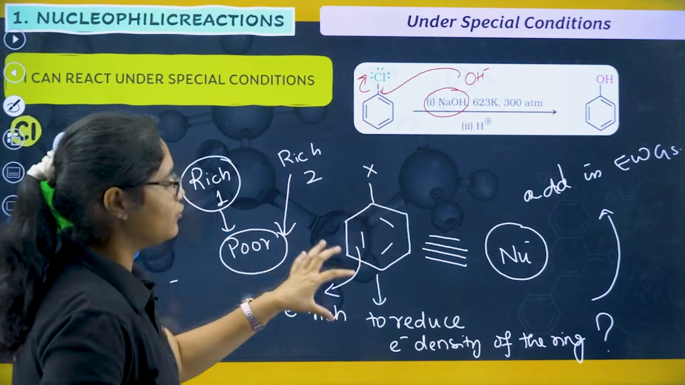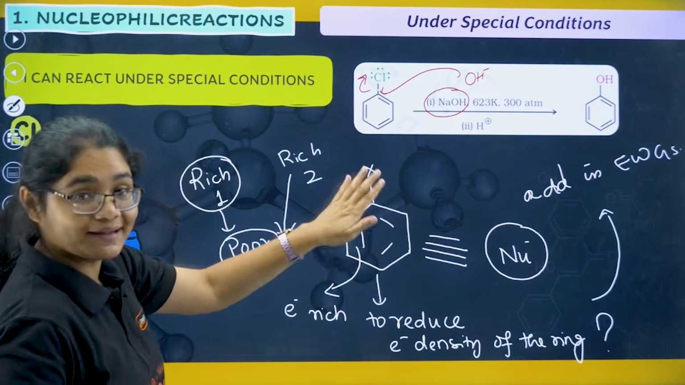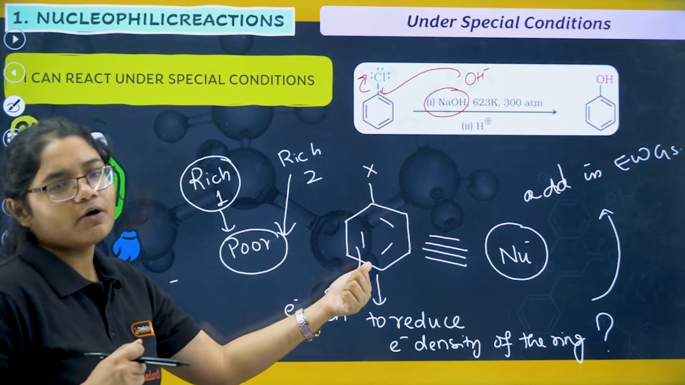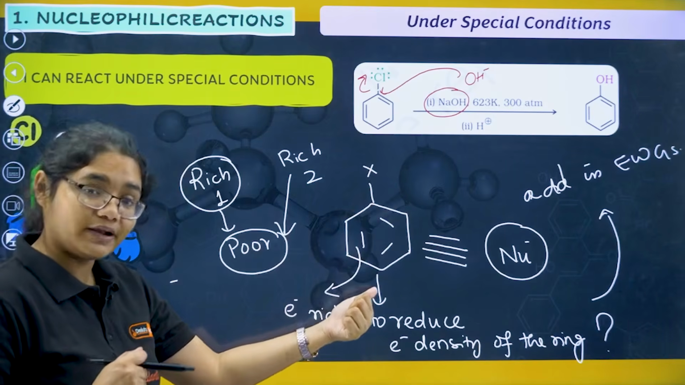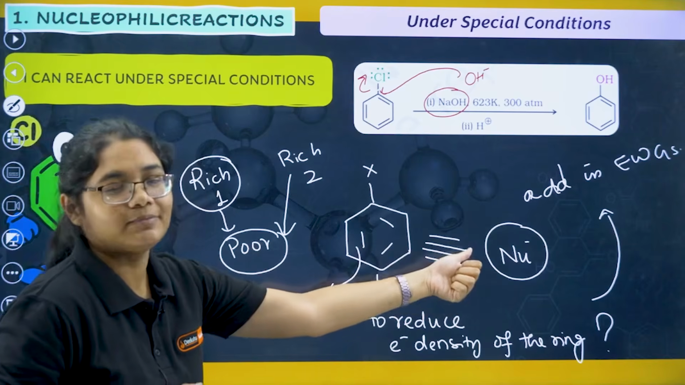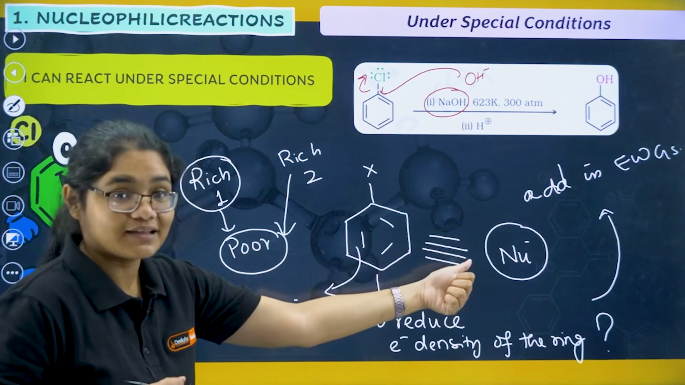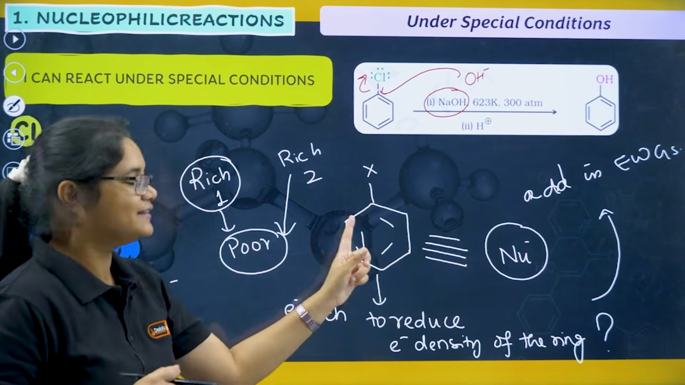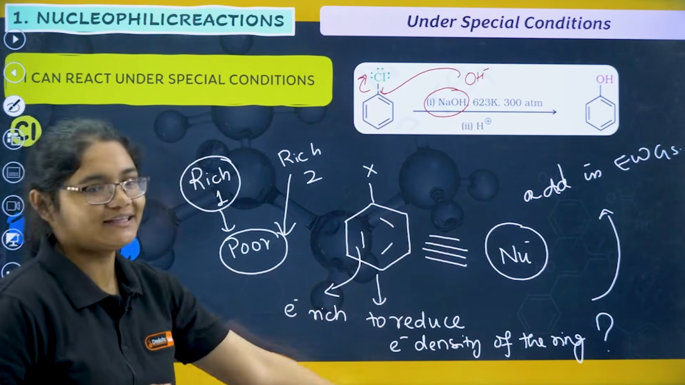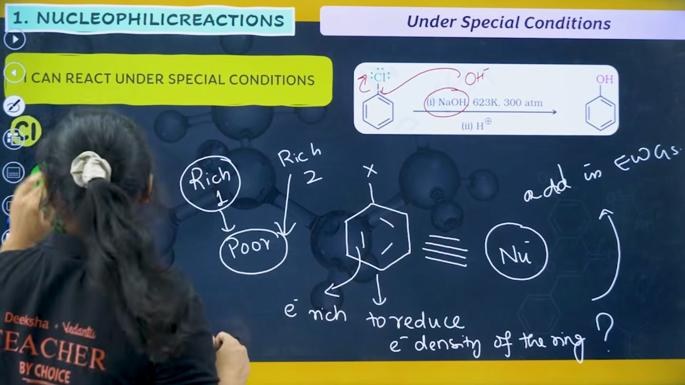So when this electron withdrawing group is attached to the benzene ring, they steal the electrons of the benzene. Now benzene, which was earlier electron rich, has now become electron poor. Now it will ask the nucleophile, please help me, please give me some electrons, and that is why this ring and this nucleophile will react with each other. Clear?